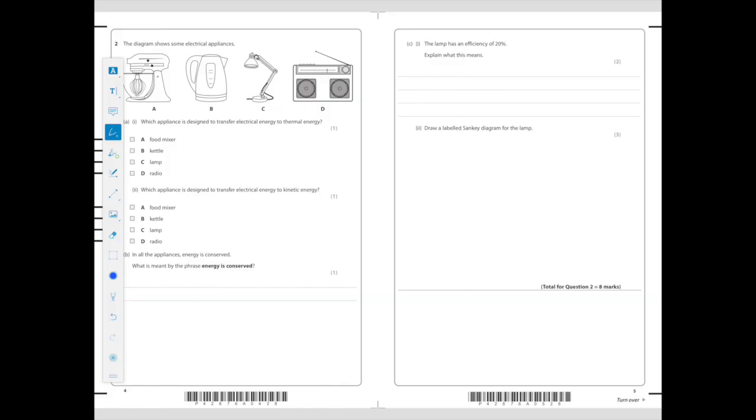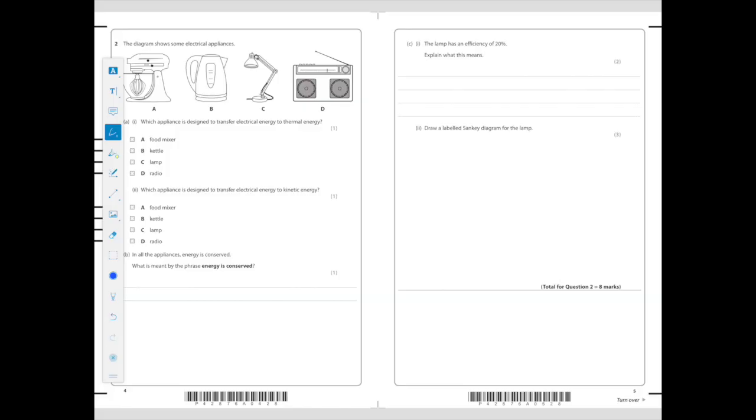In all appliances, energy is conserved. What is meant by the phrase energy is conserved? That is that energy cannot be created or destroyed. It is simply converted from one form into another. The lamp has an efficiency of 20%. Explain what this means. That means that 20% of the energy input has been transferred usefully. So in the case of a food mixer, 20% of the electrical energy in will have been converted to kinetic energy. Or you could have argued that 80% of the energy input has been wasted.